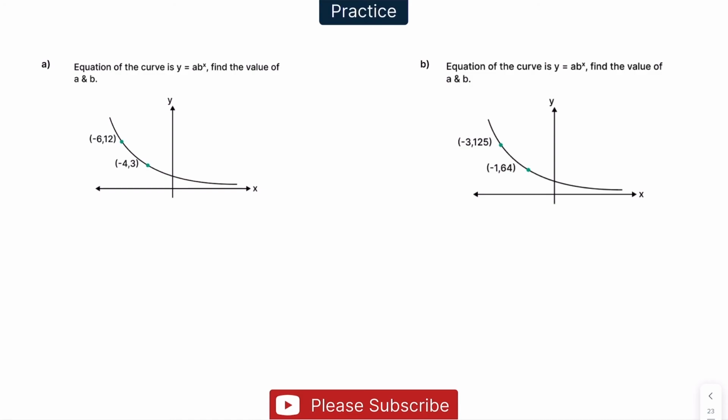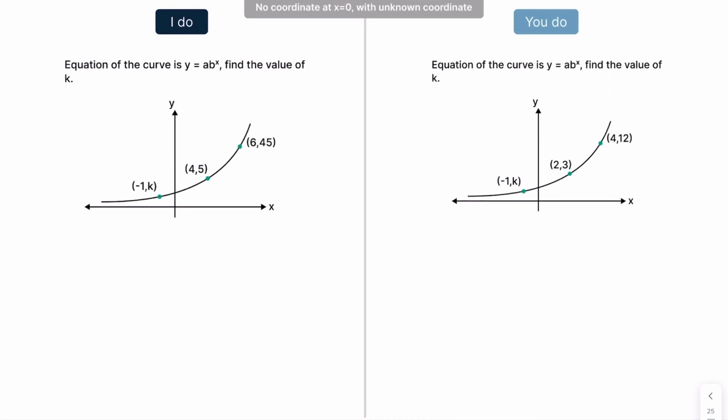Here are some practice questions for you to have a go at. Press pause and have a go. Here are the answers, mark your work.